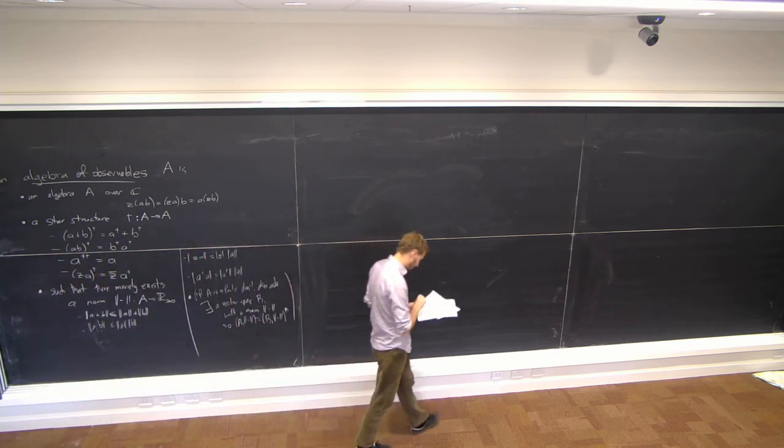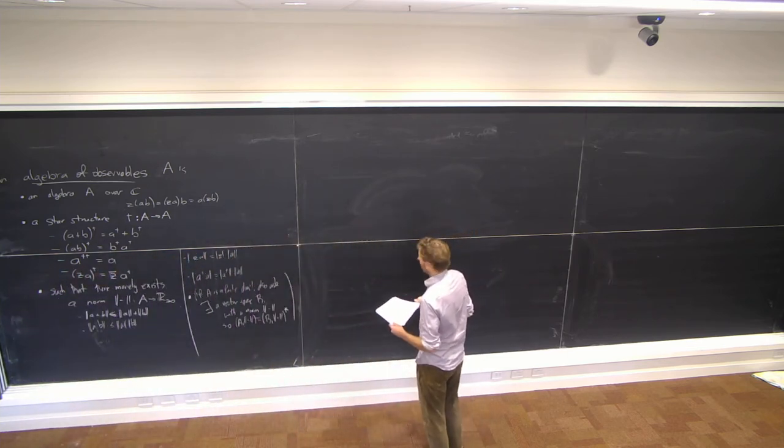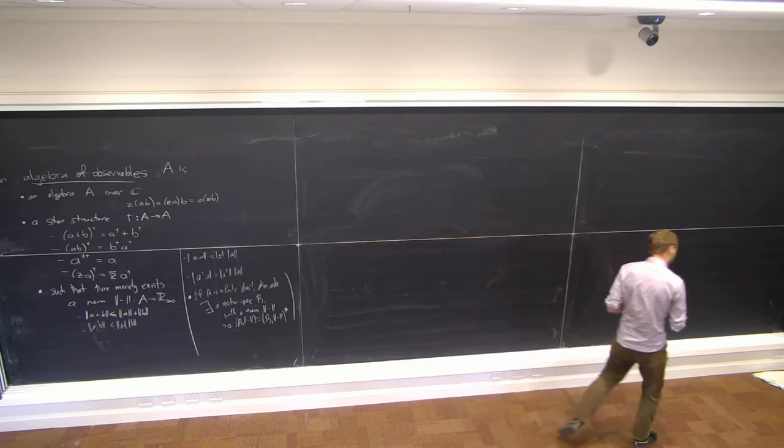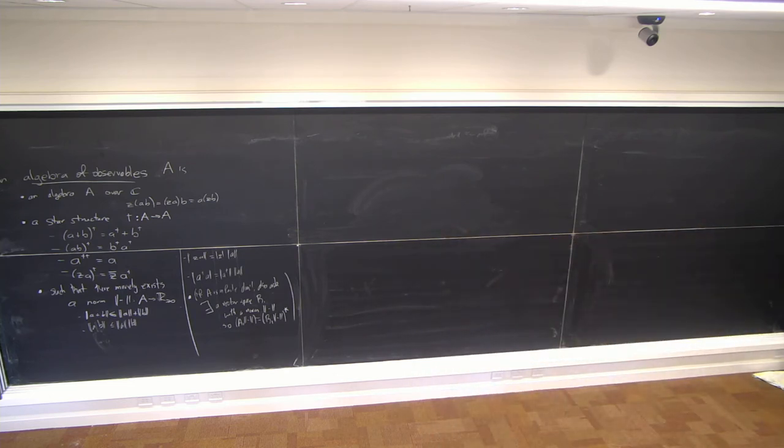What else do we need to say here? I wanted to leave these definitions up for the entire talk, so I'm going to have to jump around. And this board is a continuation of that board there. The expected value of an observable A on a state phi is phi applied to A.